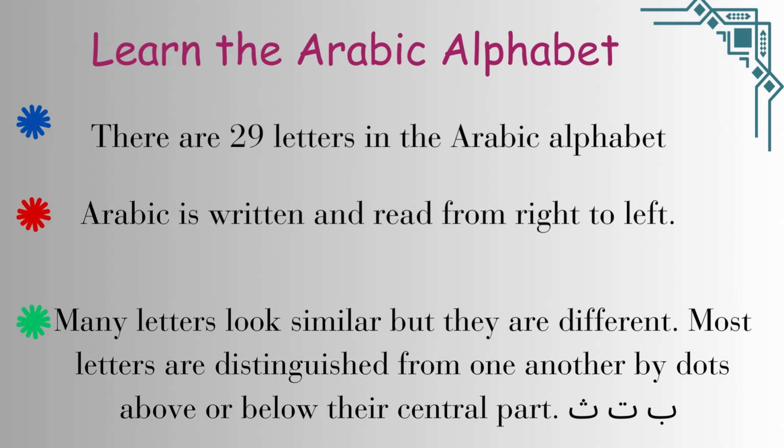A quick overview of the Arabic letters. There are 29 letters in the Arabic alphabet. Each letter has a name and a sound. Arabic is written and read from right to left. Many letters look similar, but they are different. Most letters are distinguished from one another by dots above or below their central part, as you see with the letters ba, ta, and tha.